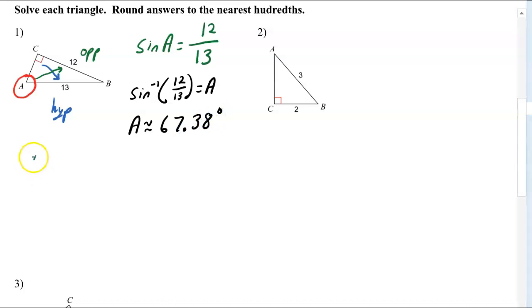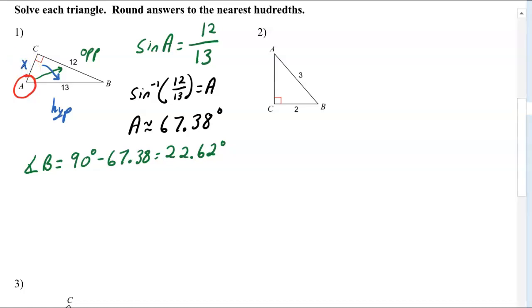To find angle B, we know the angles in a triangle add up to 180, or we also know that angle A and angle B add up to 90. So to find angle B, I'm going to say 90 minus 67.38. And doing that on my calculator, I will get 22.62 degrees.